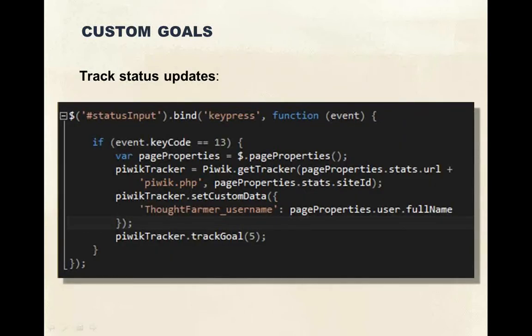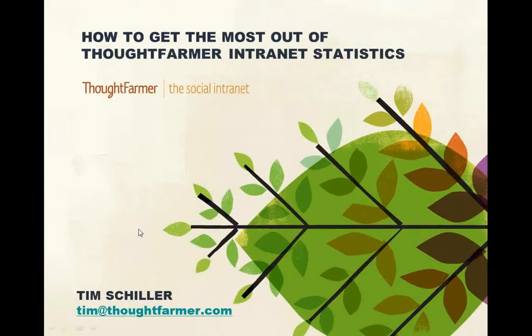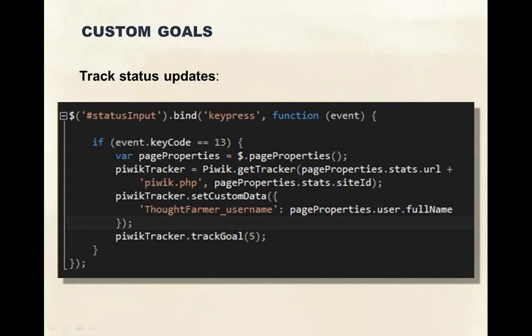For the update status one, it's just a matter of putting in a bunch of code like this. If you're a developer, this will give you an idea of what to do, and if not, you can ask us questions on how to set this up. Essentially, what we're doing is binding an event handler to the status input. So every time somebody updates their status, it's going to trigger this goal tracking, to trigger pivot tracker track goal number 5.